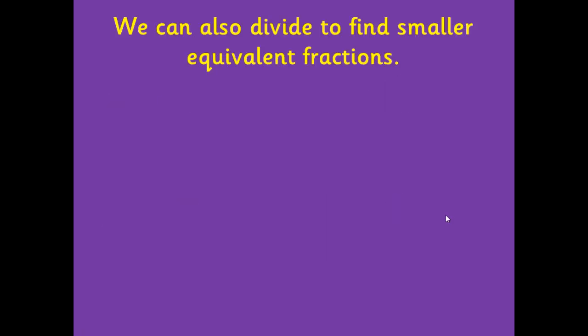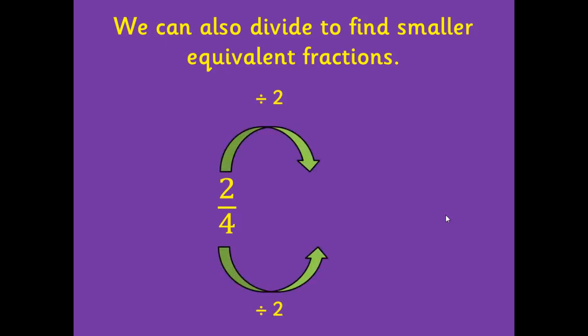As well as multiplying the numerator and the denominator to find equivalent fractions, we can also divide the numerator and the denominator to find smaller equivalent fractions. Let's take this as an example. If we divide 2/4 by 2, we divide the numerator and the denominator by 2, we arrive at a new fraction, 1/2.